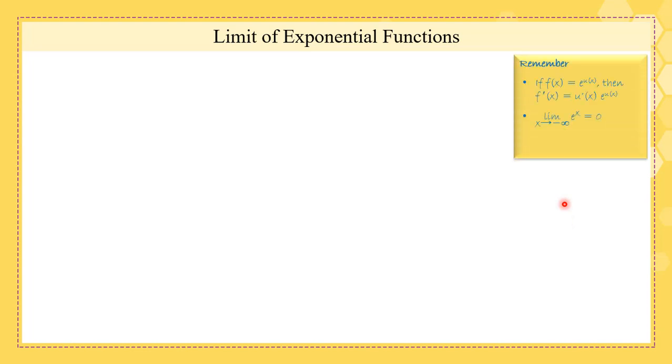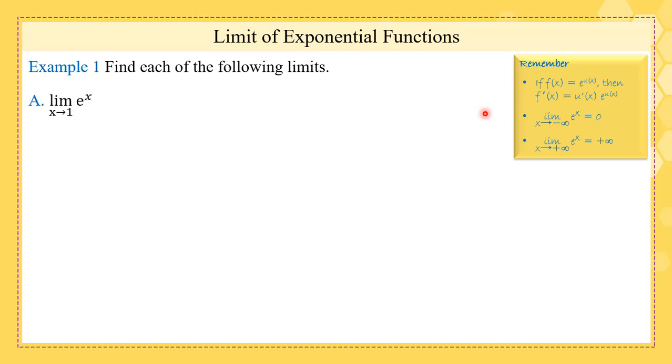So this is what we have to remember so far. The limit at minus infinity of e^x is 0, and the limit at plus infinity of e^x is plus infinity. And remember that if f of x is e to the power u, its derivative would be u prime e^u. Now, the first example, we need to find each of the following limits.